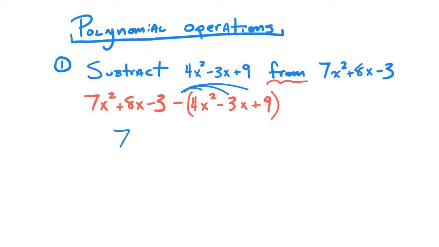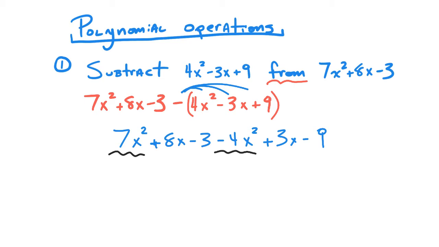Distributing a negative is very simple. Basically, everybody's sign inside the parentheses is going to change. So it's going to become minus 4x squared plus 3x minus 9. Now we match up our like terms. If we want to write our answer in standard or simplest form, which is traditionally what we do, we start with the highest exponent first.